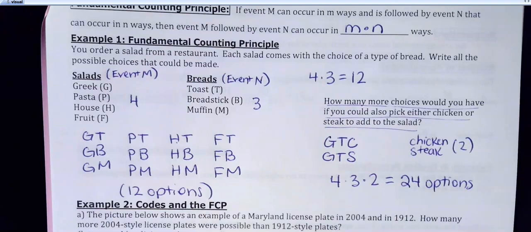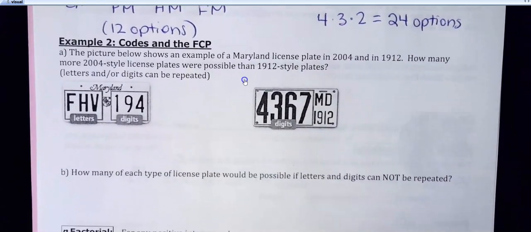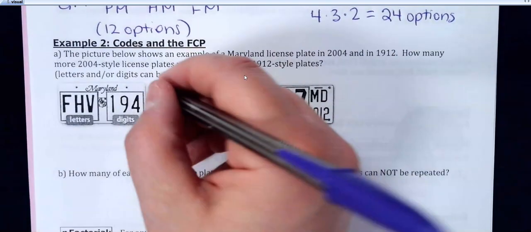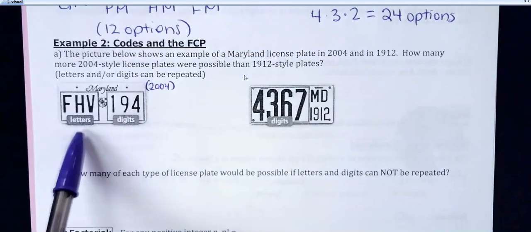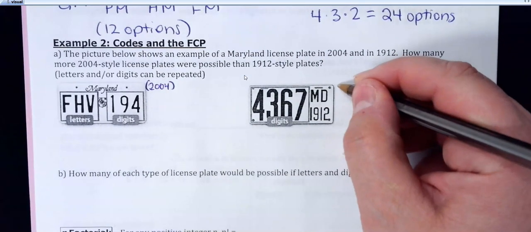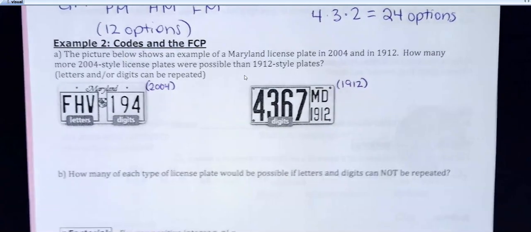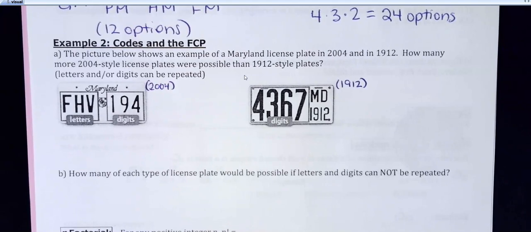Okay, now this question is also fundamental counting principle, but it's a little bit different the way I want to draw this. So I have two license plates here, just little examples. The one on the left side is from 2004, and this one is really old. This one is from 1912, both of these from the state of Maryland. And it says, how many more of the 2004 style choices do we have than the 1912, just to compare these. So this is a little weird.